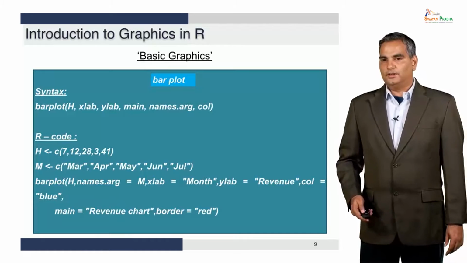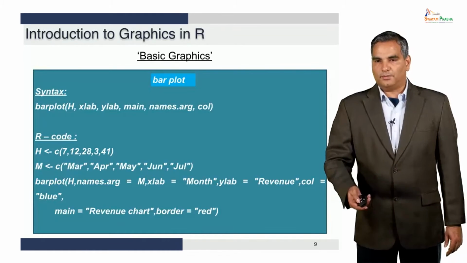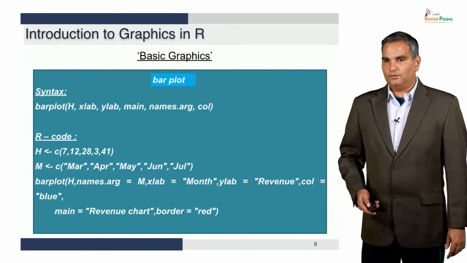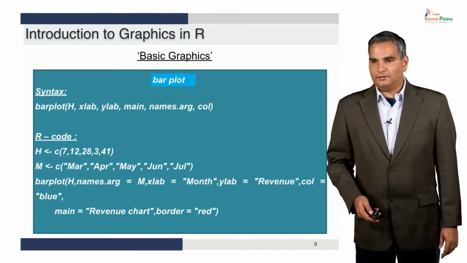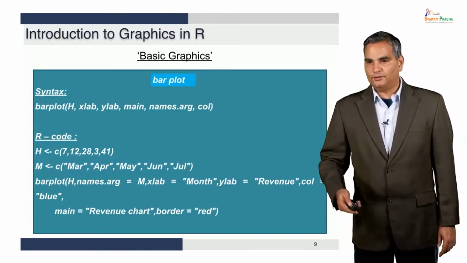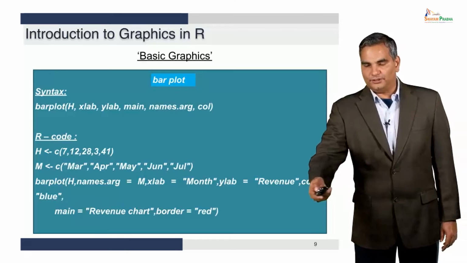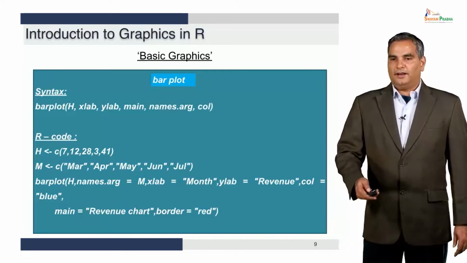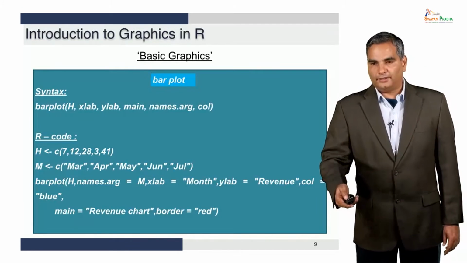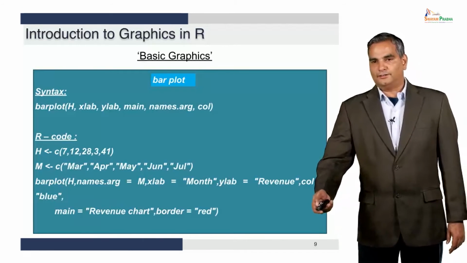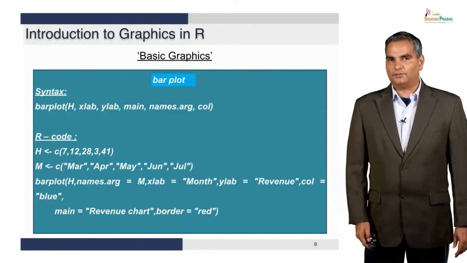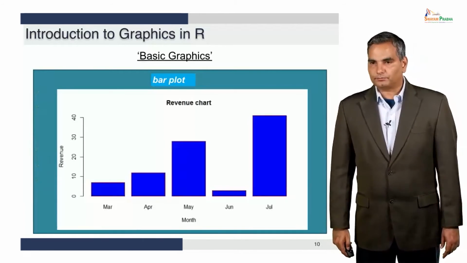Now we want to do a bar plot with this. So the way you do this is you say barplot h, which is what you want to come in the y-axis. X label is month, Y label is revenue, column is blue. We will see when we see the plot what this means. And as I told you before in the last slide, main is "revenue chart", which is going to be the title of the bar plot, and there is a border red, and let's see what happens when I implement this command.